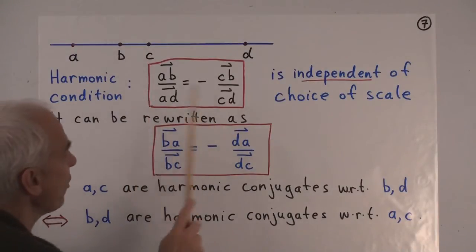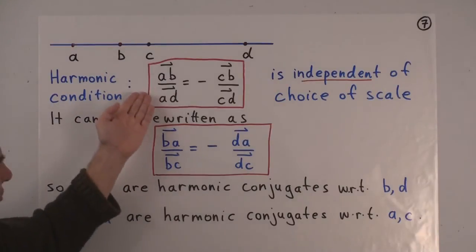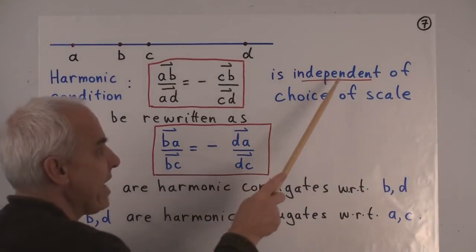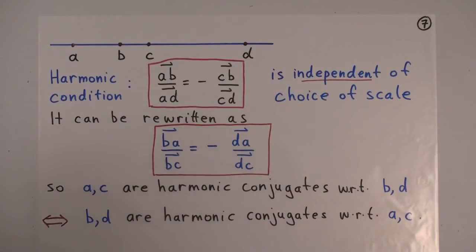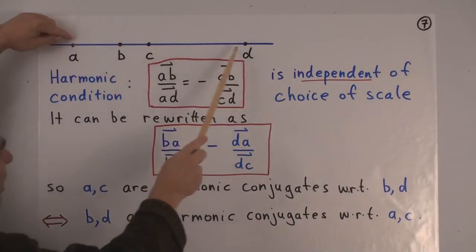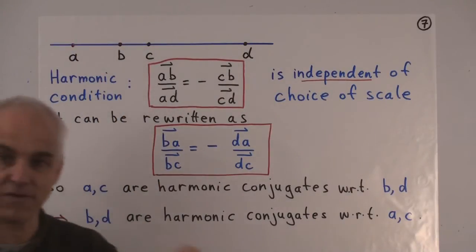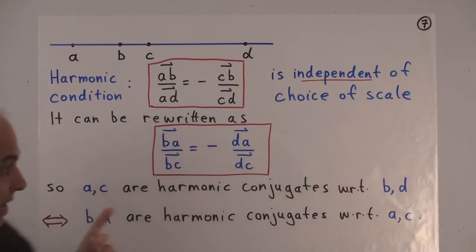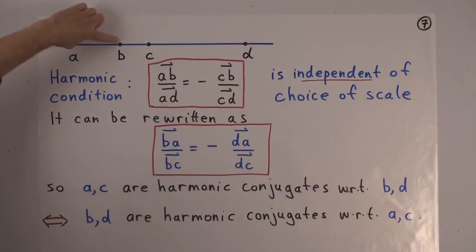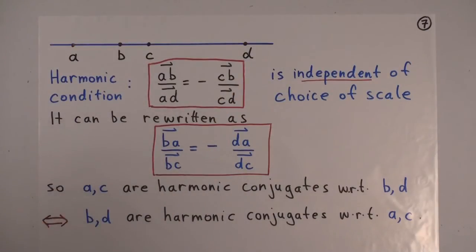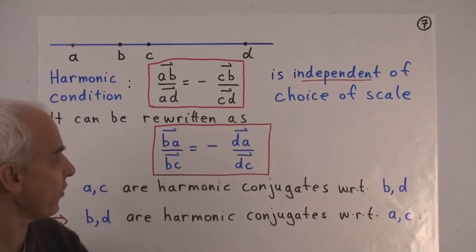Okay, so the first thing to observe is that this fact that this ratio is the same as this ratio, up to that minus sign, is independent of the choice of scale. In other words, if someone comes along and marks out a uniform scale on the same line in a different fashion, with a different sized unit, then they're going to measure this separation differently, but the ratio of this thing to this thing is going to be the same as what you've got. So this condition is independent of the choice of scale.